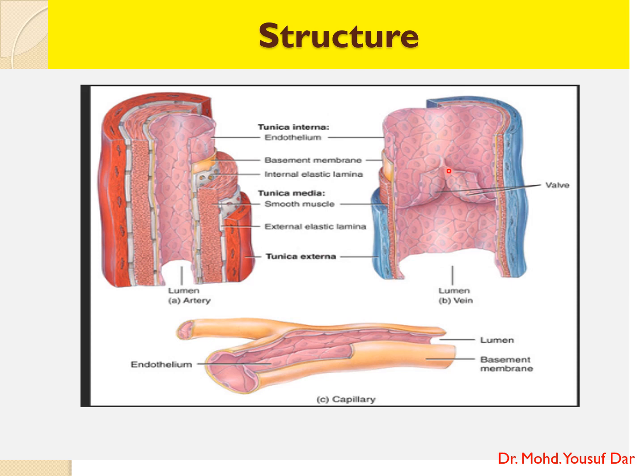So in the diagram, the innermost layer, tunica intima or tunica interna, has a simple squamous epithelial lining, that is endothelium. Then there is a basement membrane and internal elastic lamina. The tunica media is made of smooth muscle cells, and the external elastic lamina is there. And the outermost layer, made of connective tissue, is known as tunica externa.